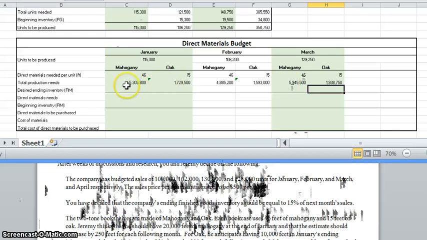All right, now that we have our total production needs, now we need to figure out the desired ending inventory for mahogany and oak each month. Now it tells us that Jeremy thinks that he should have 20,000 feet of mahogany at the end of January, and that the estimate should increase by 250 feet for each following month. So 20,000 in January, 20,250 in February, and then 20,500 in March.